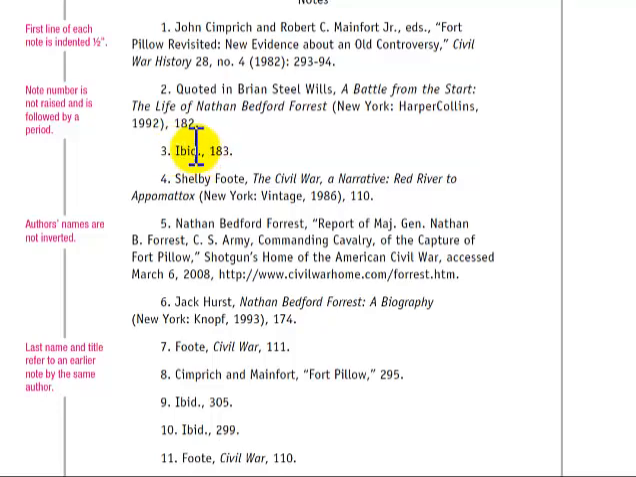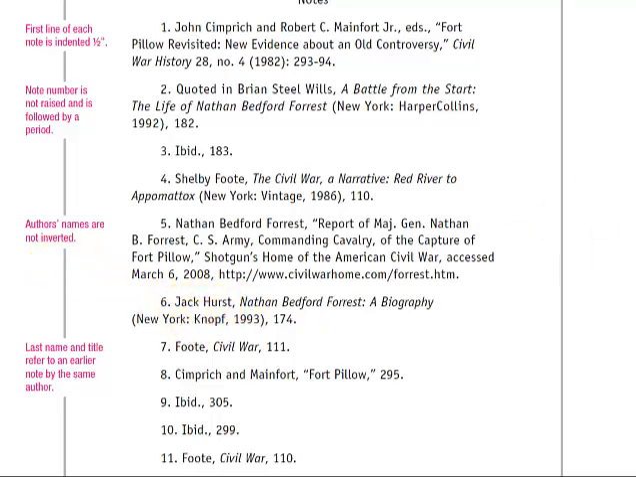Ibid is what you use if you're using the same source right after you've used it, and you don't need to write out the whole title and everything. It's the same source. So Ibid is telling you that you've just used the same source here, A Battle from the Start, only a different page number. Here you used a quote or some information from page 182. Here's from page 183. The author's names on the notes page are not inverted. So Jack Hurst, first name, last name.